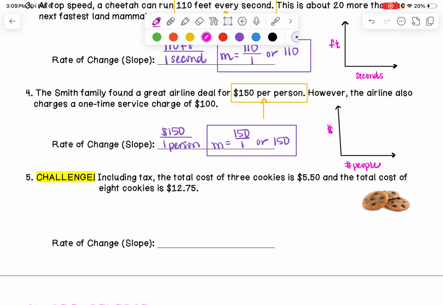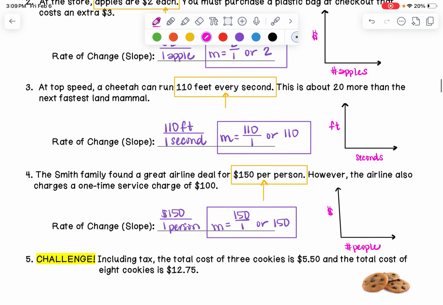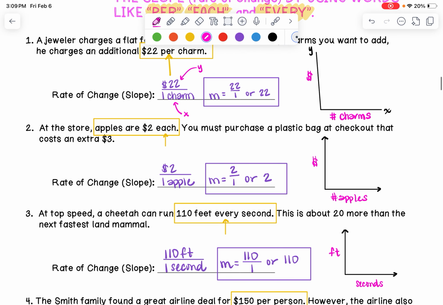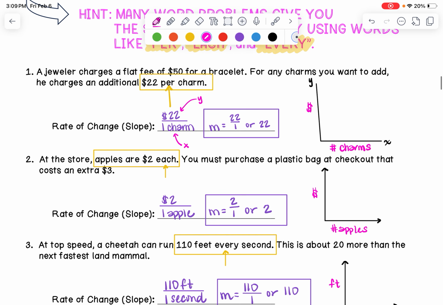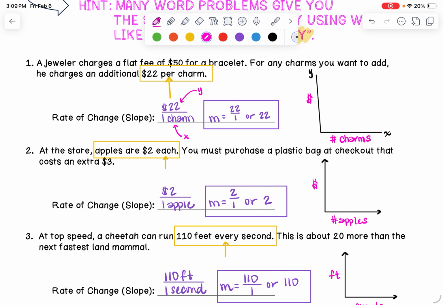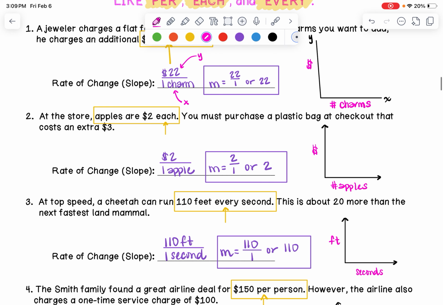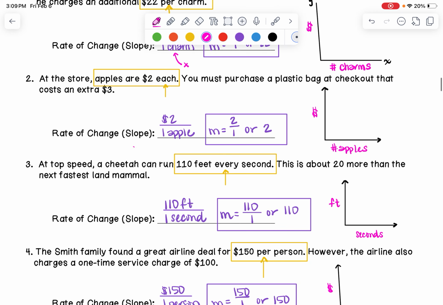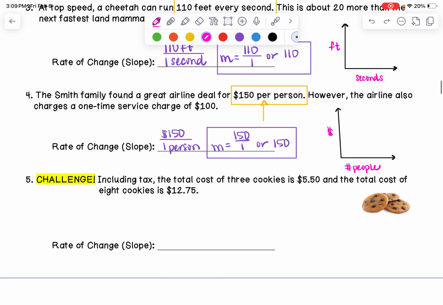Okay. The only thing I kind of regret with these examples is there's not a single one that is negative. So obviously, if any of these questions said, let's say number 3 was talking about an airplane landing, and it was decreasing its altitude by 110 feet every second. Oh, that would be really scary. But then that would be a negative. So you always want to pay attention to, are you increasing or decreasing? Okay. So we'll talk more about that next week.